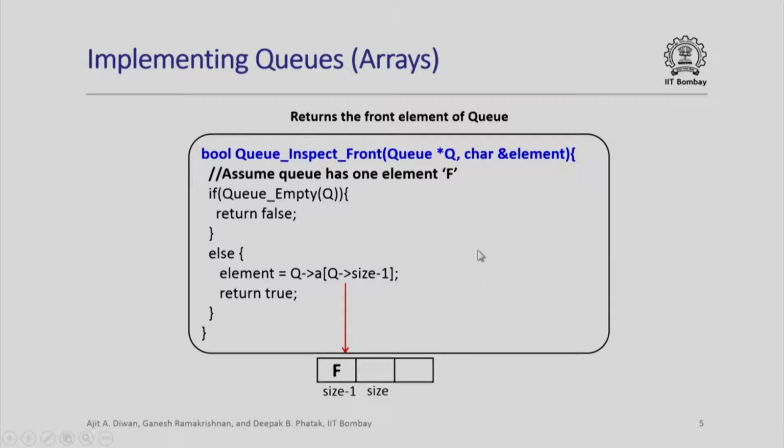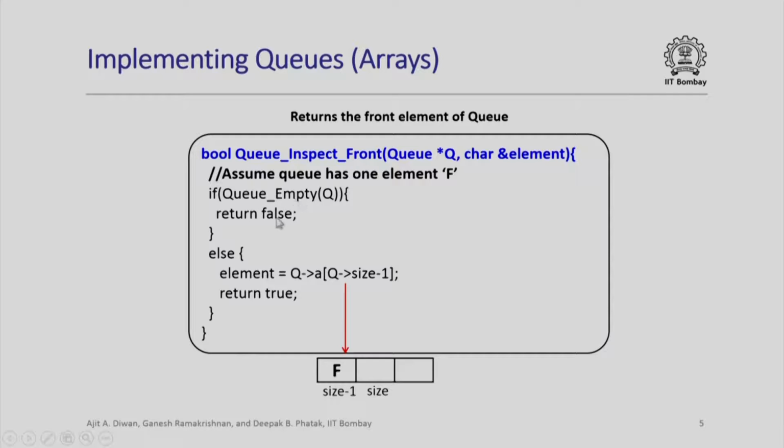Next comes the returning of the front element. So I want to examine what is the front element. I want to inspect the front element. Assume that queue has only one element f. It will look like this. Size value will be pointing to actually the next element of the array, which is first element. The 0th element will contain f, which already exists as one element. Clearly, this is the front of the queue as well.